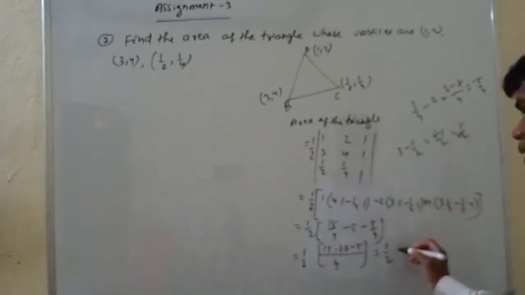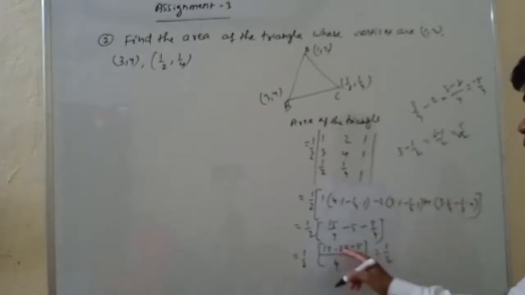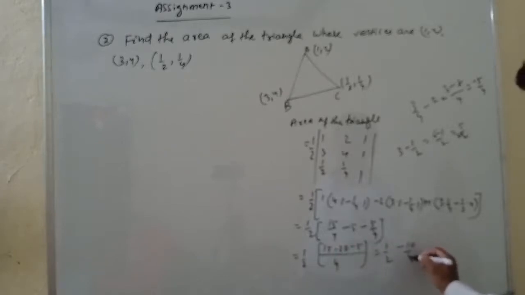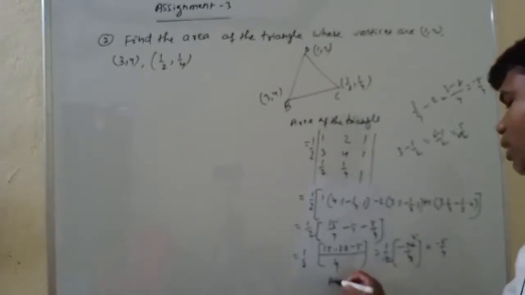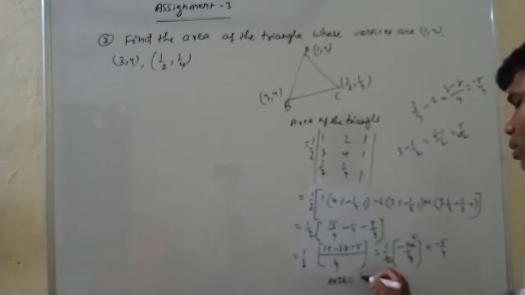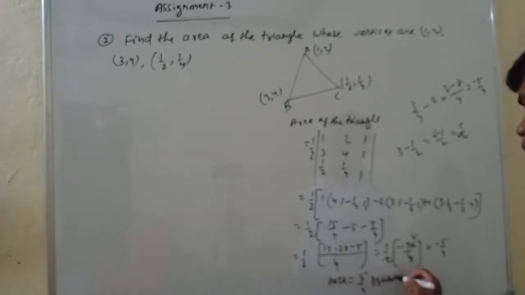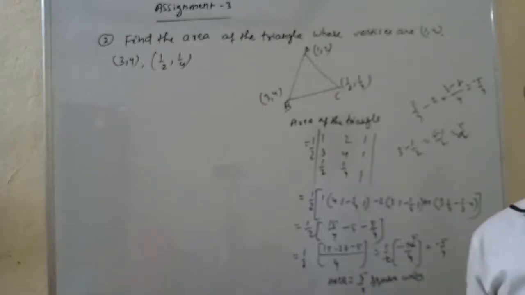okay, is equal to how much? Minus 10 by 4, okay, so is equal to minus 5 by 4. You know distance is never negative, so area is equal to how much? Area is equal to 5 by 4 square units, okay. Pause the video, note it down.